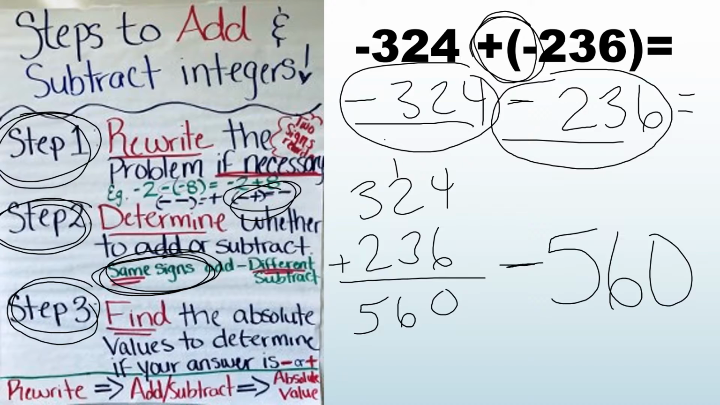And if it helps you to remember better by thinking of absolute value, look at the number with the greater absolute value. The absolute value of 324 is 324. The absolute value of -236 is just 236. So I know 324 is bigger than 236. So I know that my answer will take the sign of the number with the greatest absolute value, which is 324. So I know my answer will be negative. So my answer is -560.